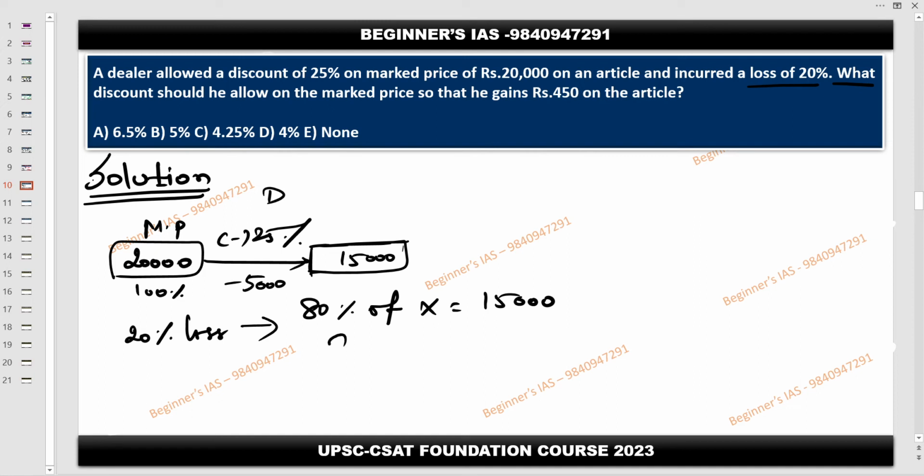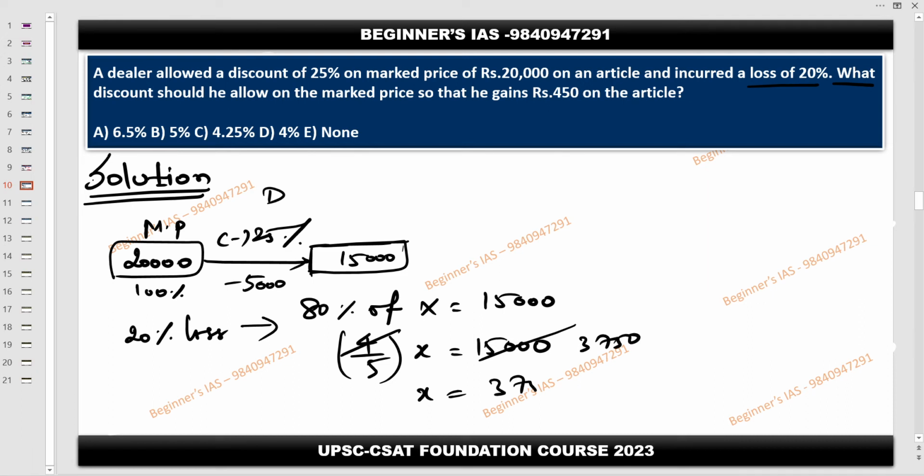So now 80%, you write in terms of your fraction itself. It's very easy. Fraction means 4 by 5. 4 by 5 of X is nothing but 1500. Then X is nothing but, so here cancel this, 3750. Cross multiply this 3750 into 4. So therefore X is equal to 18750. So this is nothing but the selling price now.